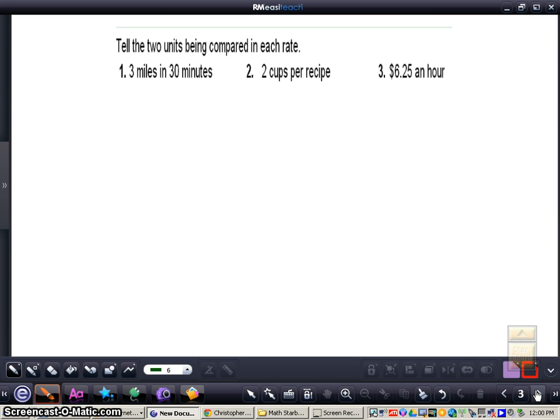However, the first thing we're going to look at is figuring out the two unlike units that are being compared. For example, in number 1 here, we have 3 miles in 30 minutes. So the two units being compared here are miles and minutes. Now number 2. And we're not solving these problems at all. The only thing we're doing is finding the two units that are being compared.